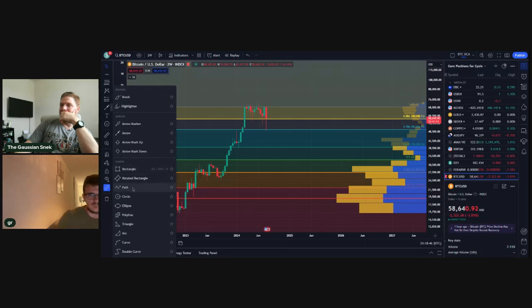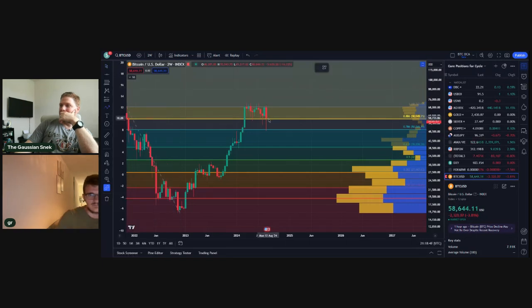Let's see if we do a path. So let's say we were to try to go back up again one last time to close to 70,000 or something and get rejected in September. Let's just say that happened and then we came down. There probably would be a bounce somewhere around, see how we bounced at 49K? That's pretty much the 786 fib.